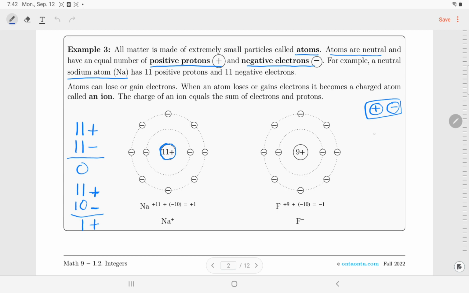Neutral fluorine will have 9 protons and 9 electrons. So the overall charge of a neutral fluorine atom is 0. Each plus cancels 1 minus. But what if we add an additional electron? We still have 9 protons, but now we have 10 electrons. So we have an extra negative charge. So the overall charge will now be negative 1.